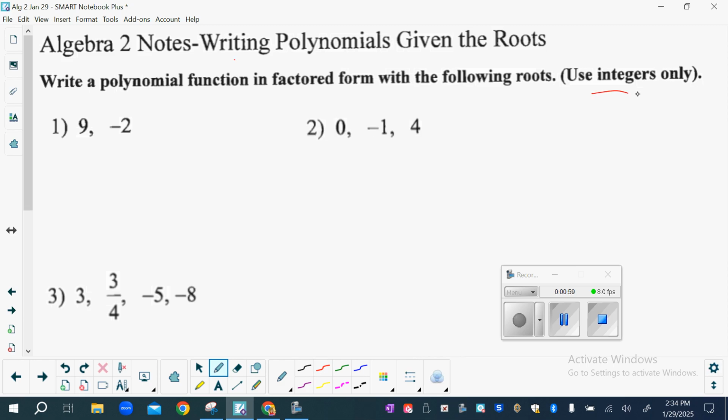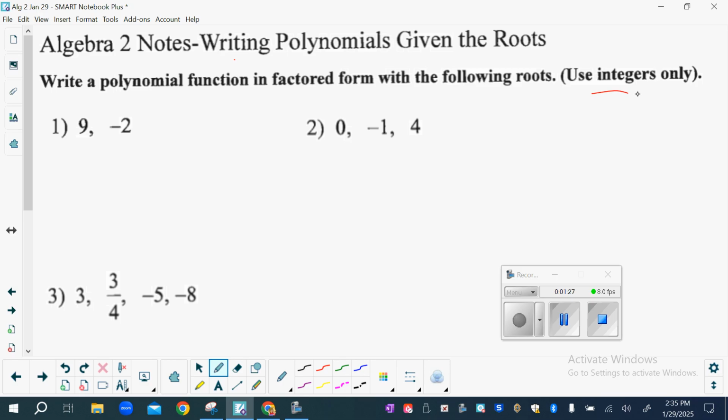What's an integer? A number. It could be negative. It could be positive. It could be 0. A whole number. Any number.